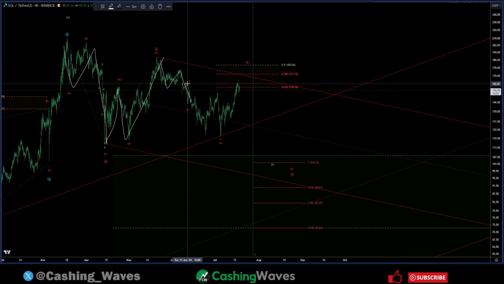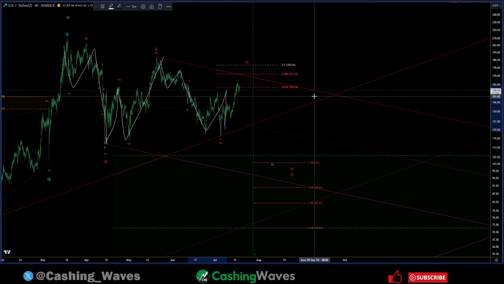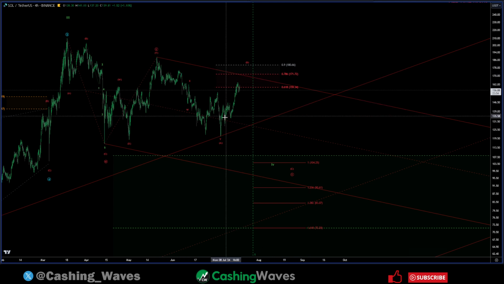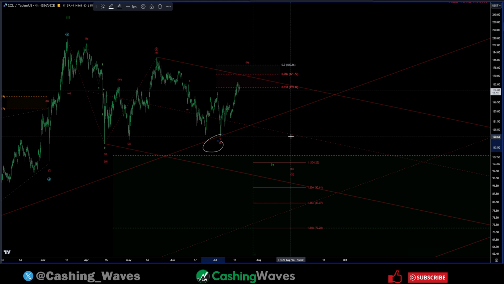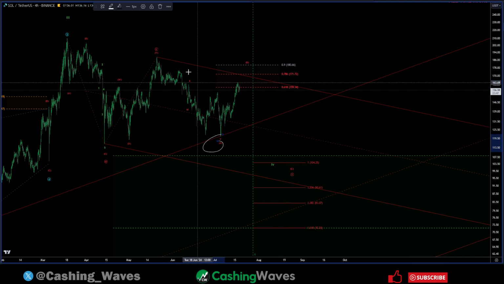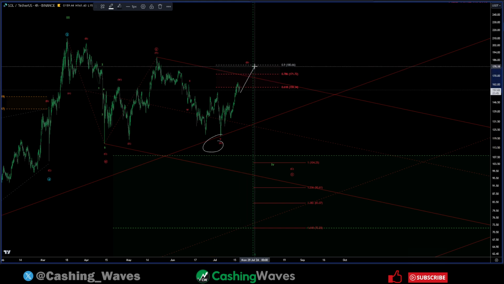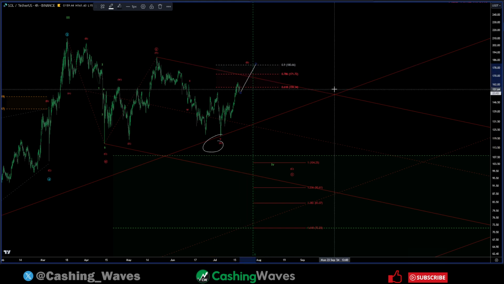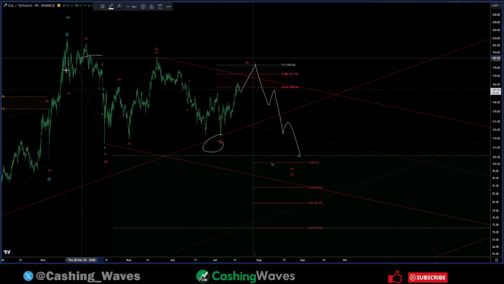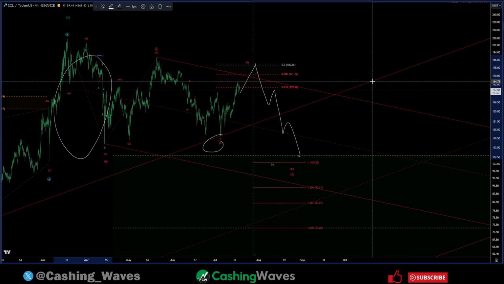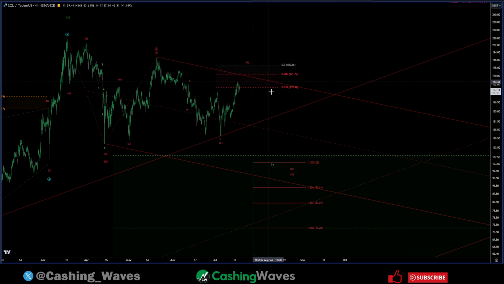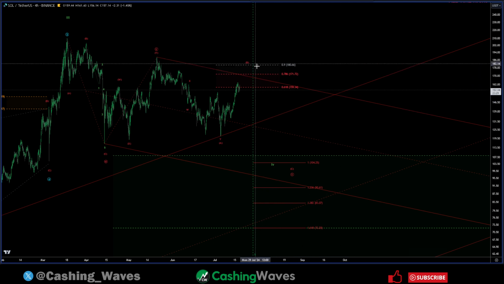ABC, ABC, and our A wave ends here, and now we're working on a B wave, but in this scenario, we'd want this to become a flat, so we'd expect it to at least come to 180.66, because then we can get 5 waves down, and that would be a double 3 back-to-back flats. So I'd want to see at least 180.66 for this scenario before I would expect the C wave.